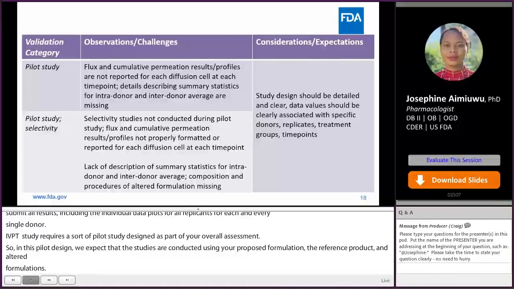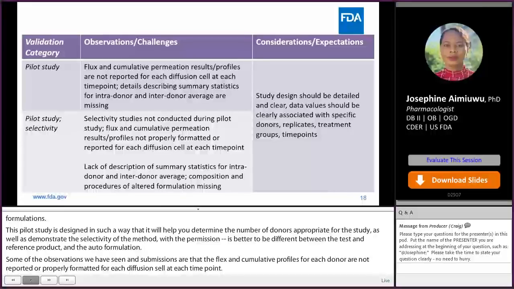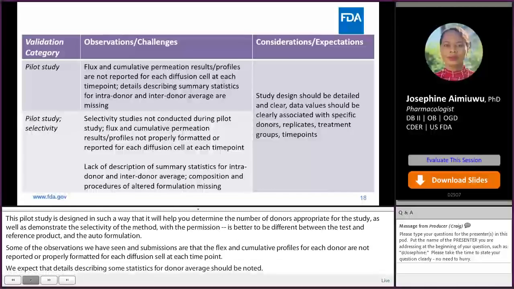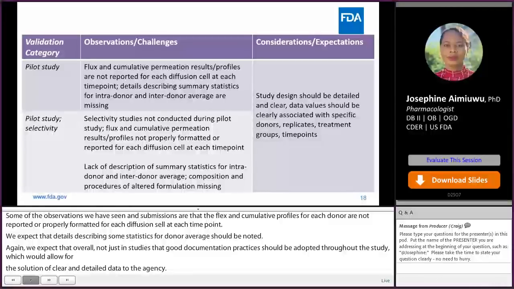Some of the observations we see in the submissions are that the flux and cumulative permeation results and profiles for each donor are not reported or properly formatted for each diffusion cell at each time point. We expect that details describing summary statistics for intra-donor and inter-donor average should be submitted. Again, we expect that overall, not just in pivotal study, good documentation practice should be adopted throughout your study, which will allow for the submission of clear and detailed study reports to the agency, and also allow the assessor to hopefully reconstruct and understand your train of thought when we are conducting these studies.